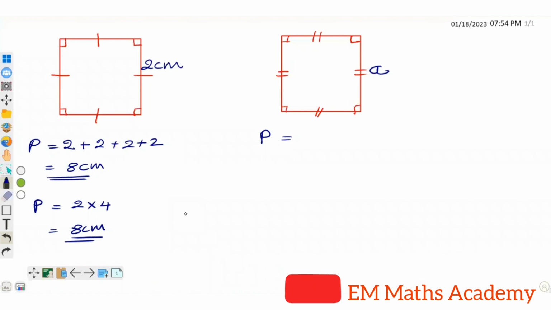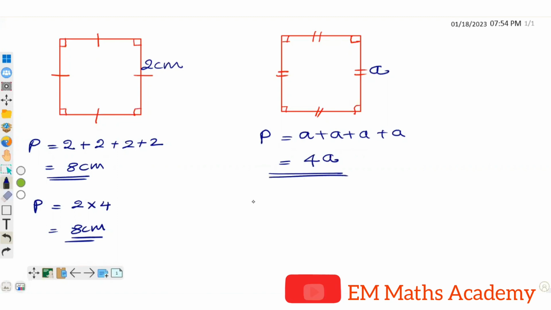Yes, we have to add 4 A's. Then we can write it like this: A plus A plus A plus A. When we have the same unknown term to add, when the unknown term is the same English simple letter, they are called like terms. So like terms can be added. So the answer is 4A.